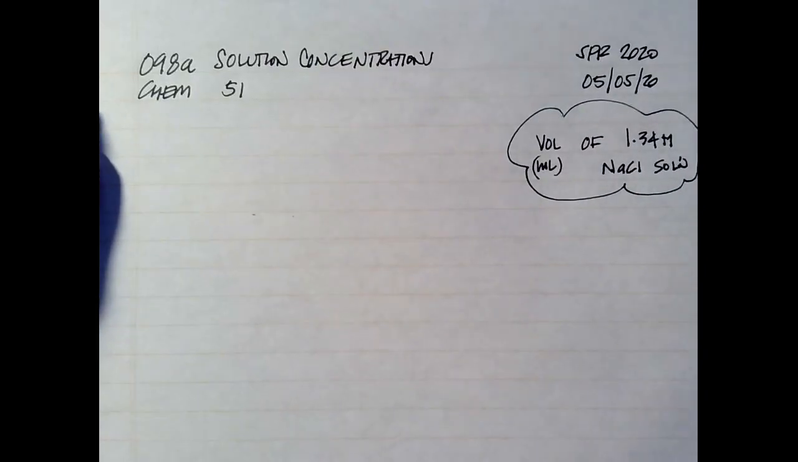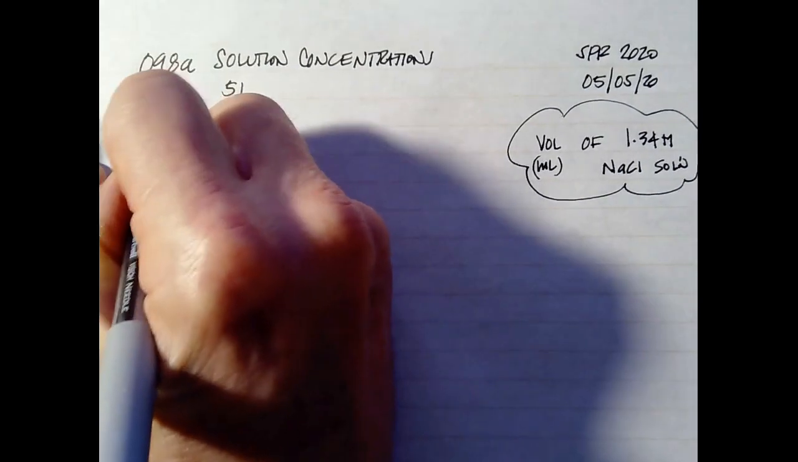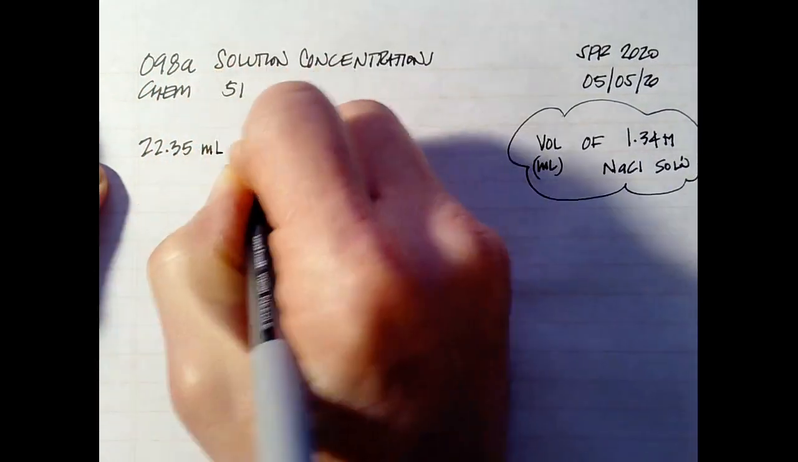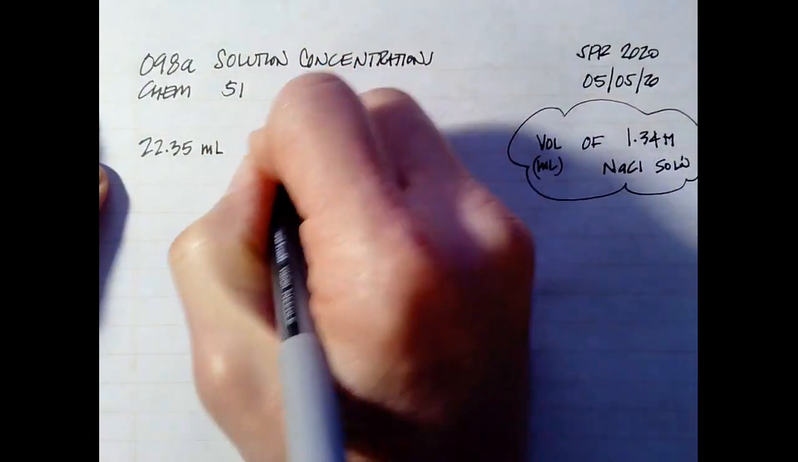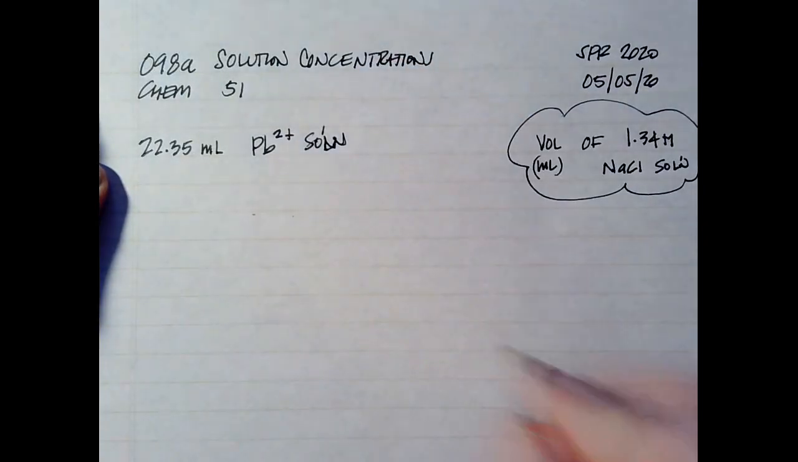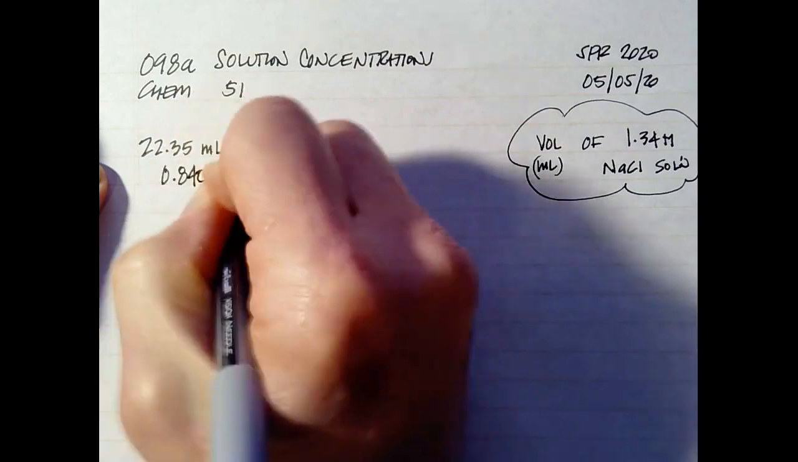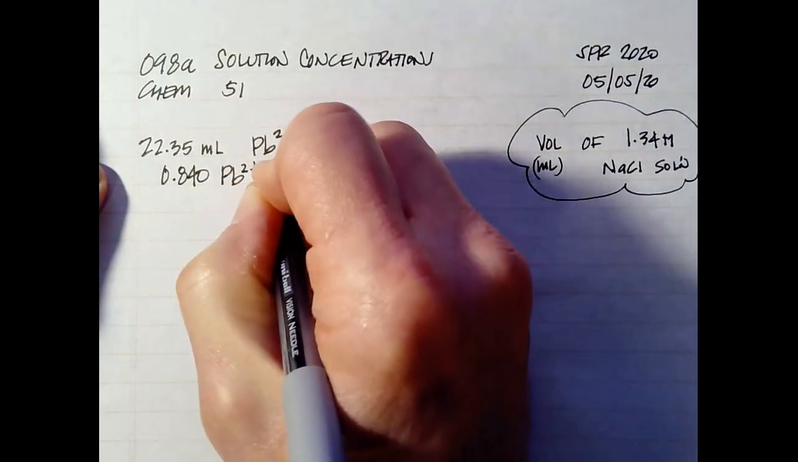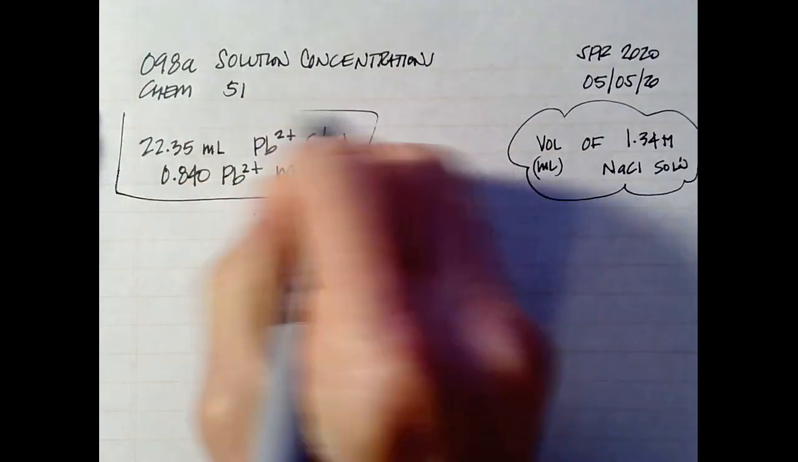So I'm trying to get the volume, probably milliliters or liters, of the 1.34 molar NaCl solution. That's what I'm trying to get to. And what I'm starting off knowing is 22.35 milliliters of the lead 2 plus solution. And I know this is 0.840 molarity. That's what I know, and I'm trying to get to there.